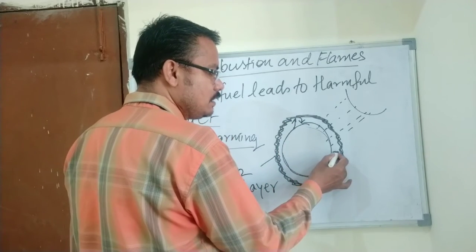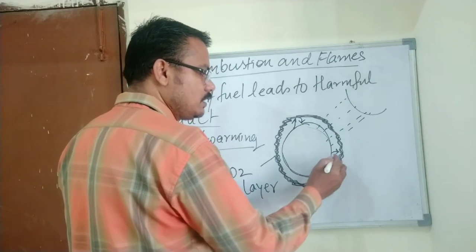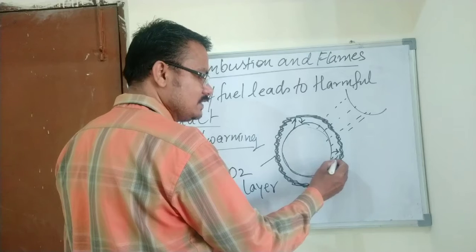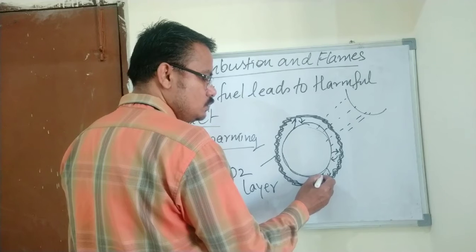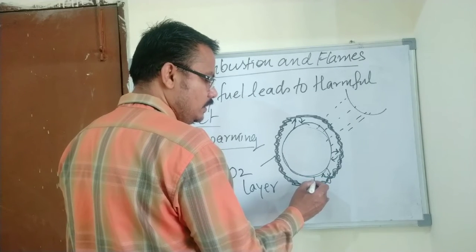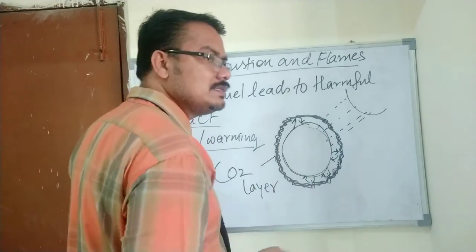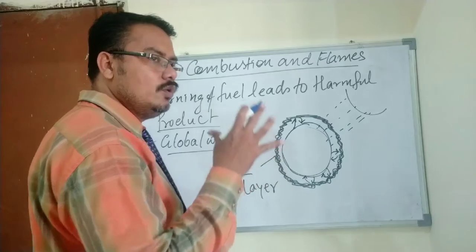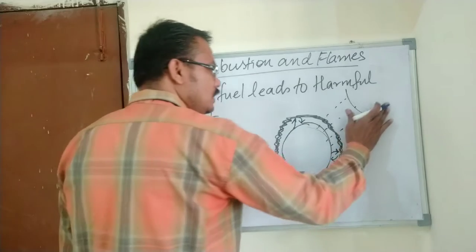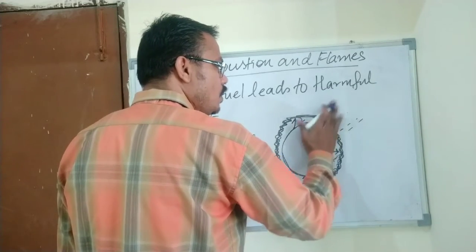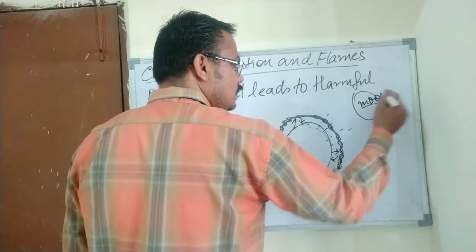It is rising, but it is not able to cross this carbon dioxide layer, so it is returning back to the earth's surface. Okay, so in this way the heat will not get released and the earth's surface will remain hot, whether the sun is in the sky or the moon is in the sky, it doesn't matter.